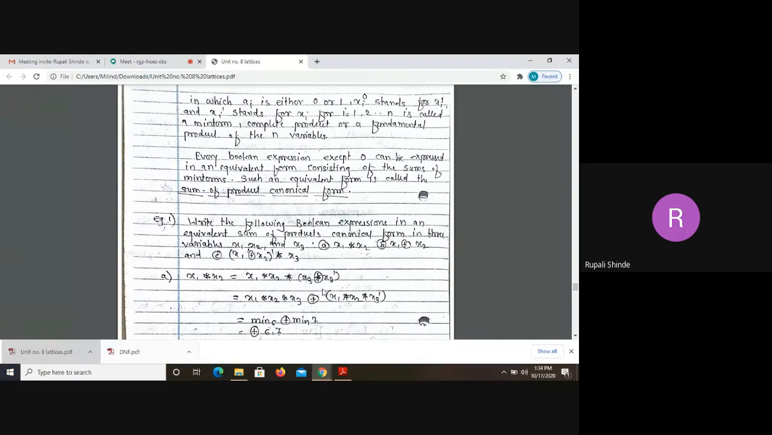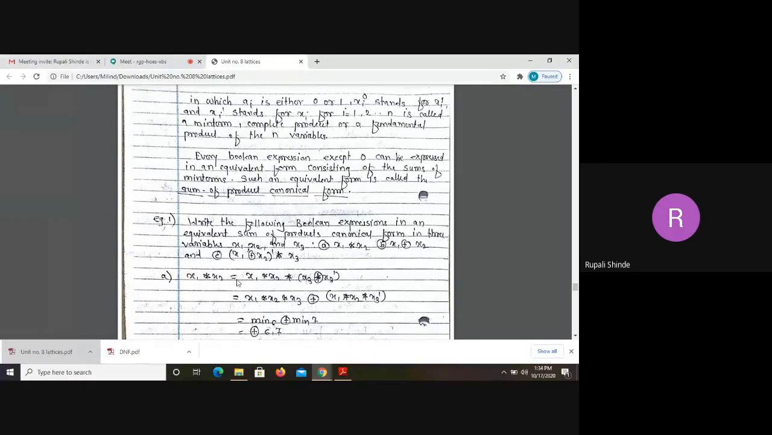Because what we have written, x3 xor x3 complement, means what? Suppose the value of x3 is 1. So 1 xor 0, the answer for this is 1. Again x1 star x2 star 1 means what? Again, this star operation is just like a multiplication. So again it will give you x1 star x2 only. So this term will not affect the original formula. That's why we can add it.